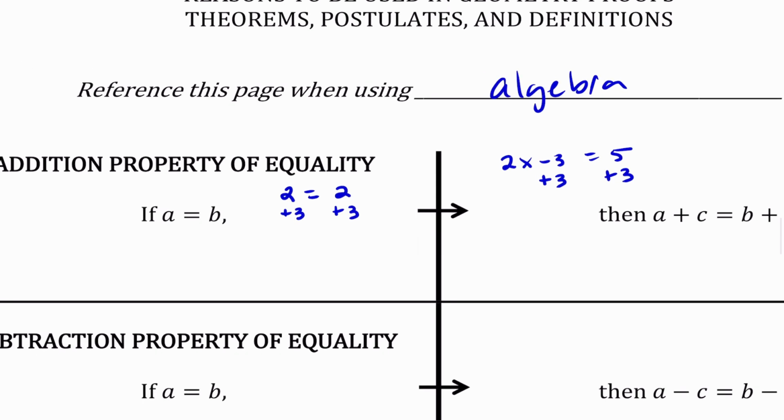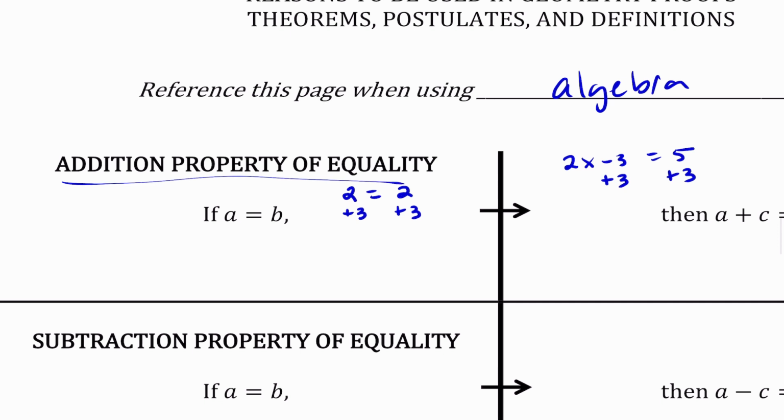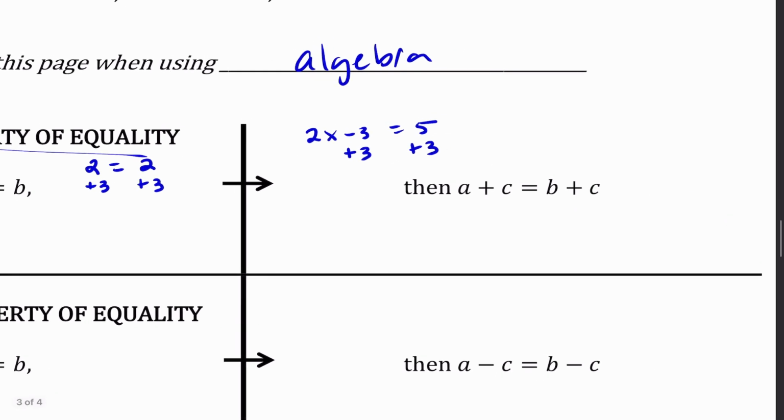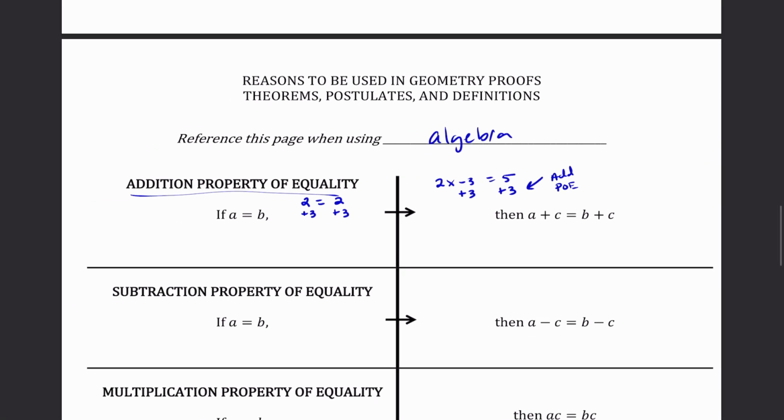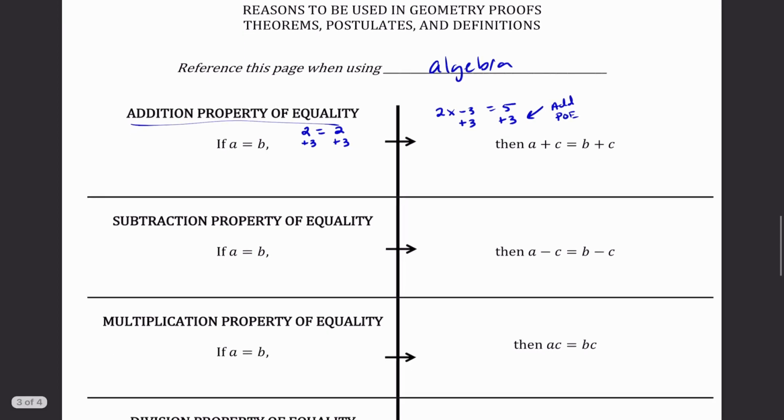Okay, and that is really what the addition property of equality is saying, that whatever you do on one side, you have to do on the other side, and that only involves when you are adding. So this is the addition property of equality, okay? That adding 3 on both sides is the addition property of equality. That's the step, that's the reason. So let's say you have something like the subtraction property of equality. Again, whatever you do on one side, you have to do on the other side.